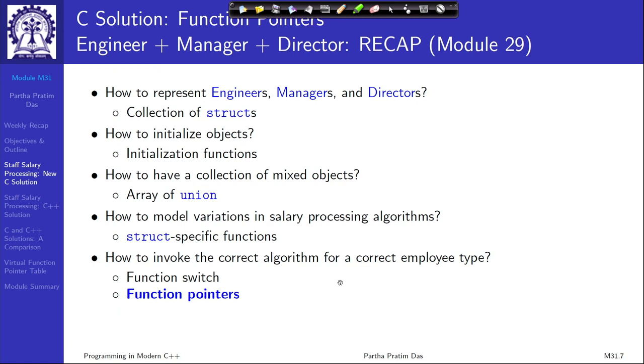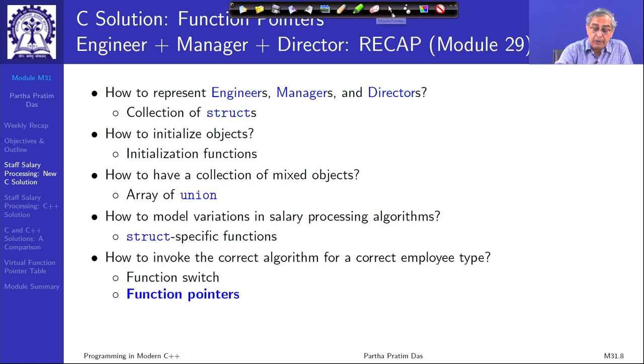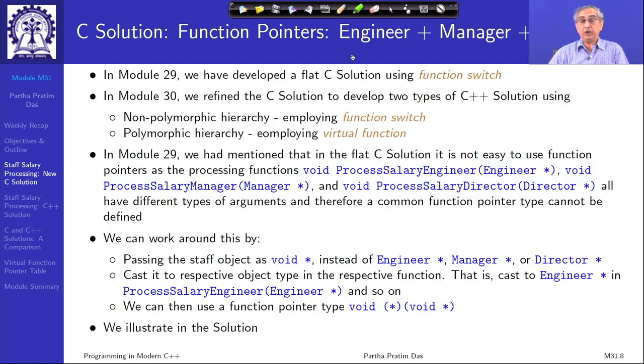Now, these are the basic questions that we started with, and nothing much changes here. The modeling still continues to be in C. It is with structure, initialization function, array of union, and structure specific functions, but what we are going to see differently here is, instead of using function switch, we will now see the use of function pointers. So, let us understand what we have done so far.